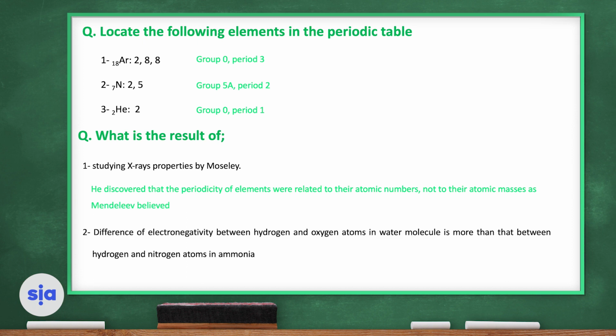What is the result of the difference of electronegativity between hydrogen and oxygen atoms in water that is more than that between hydrogen and nitrogen atoms in ammonia? This will simply make the water more polar, or with more polarity than the polarity of ammonia.